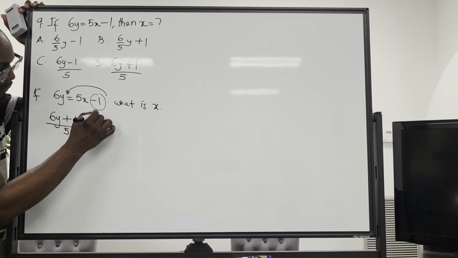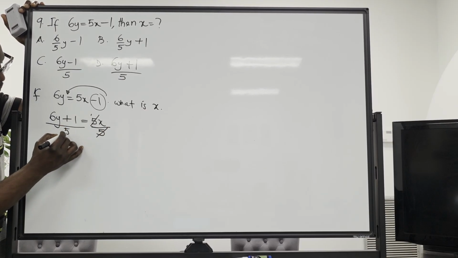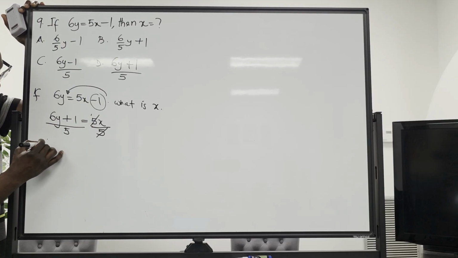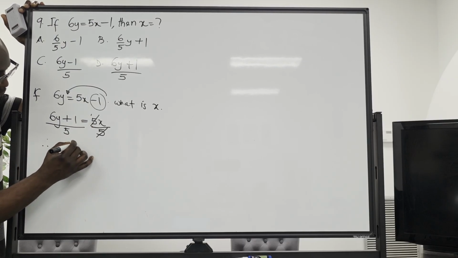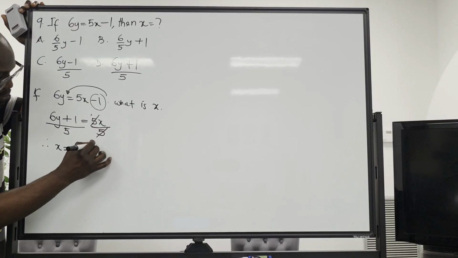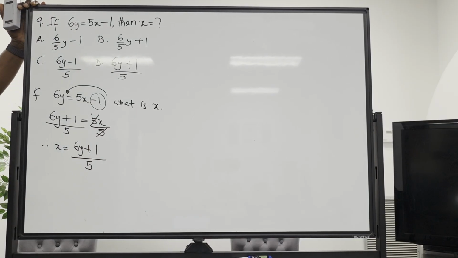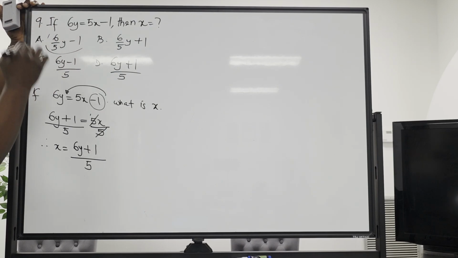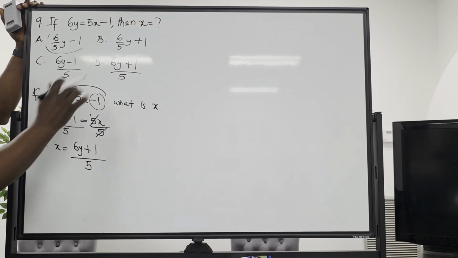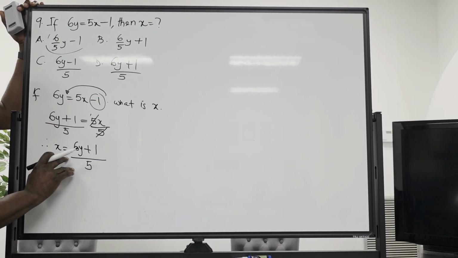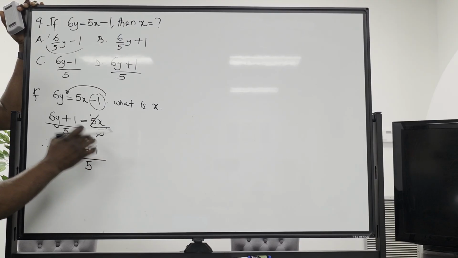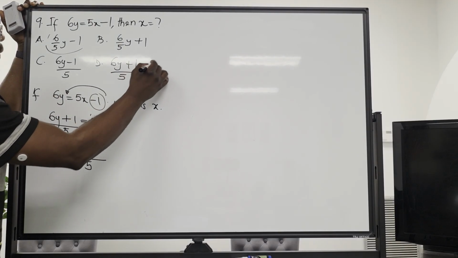So 5 divided by 5 here gives us 1, and this one stays. So our answer, therefore, is x equals (6y plus 1) all over 5. If you had chosen this answer, you would have been wrong, because the 5 cuts across both the 6y and the plus 1, which is what this is. So the answer is option D.